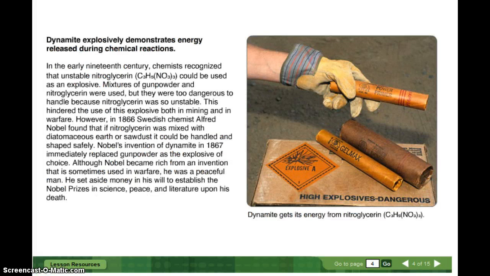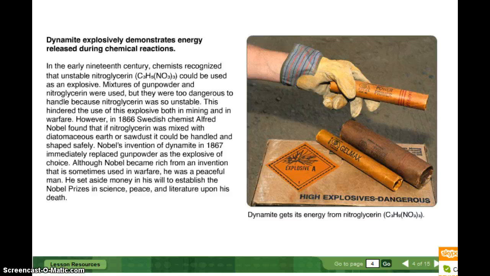Dynamite explosively demonstrates energy released during chemical reactions. In the early 19th century, chemists recognized that unstable nitroglycerin could be used as an explosive. Mixtures of gunpowder and nitroglycerin were used, but they were too dangerous to handle because nitroglycerin was so unstable. This hindered the use of this explosive both in mining and in warfare.